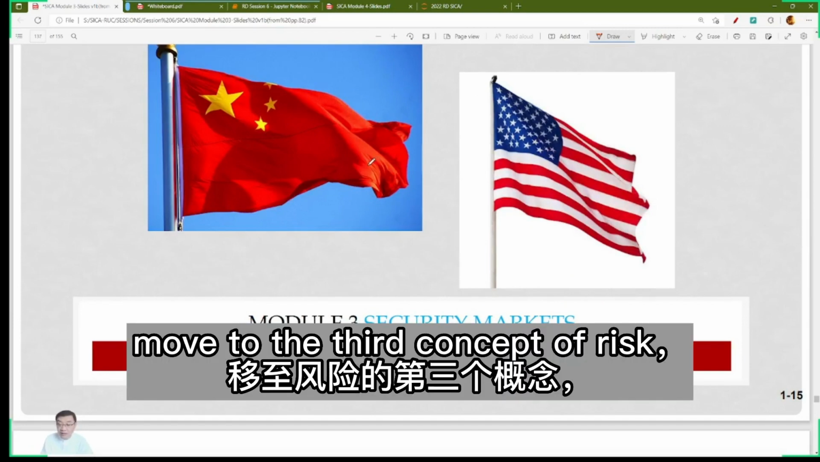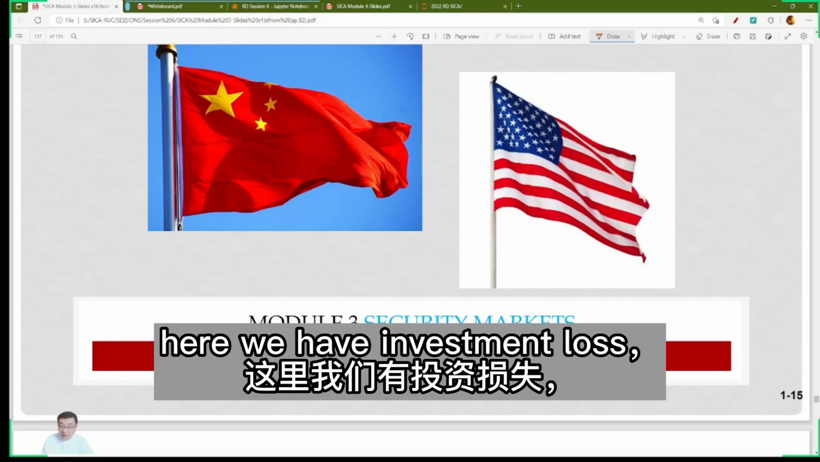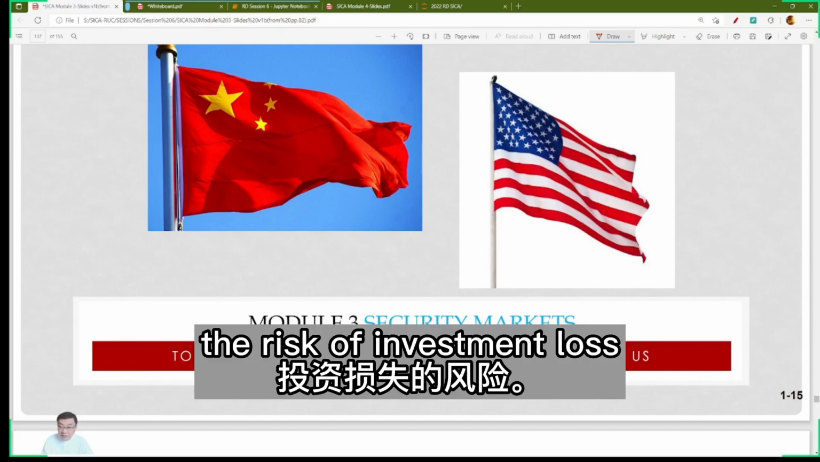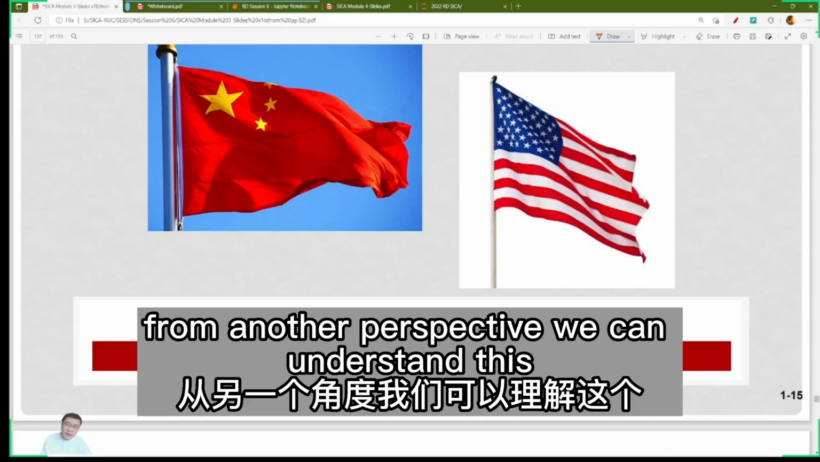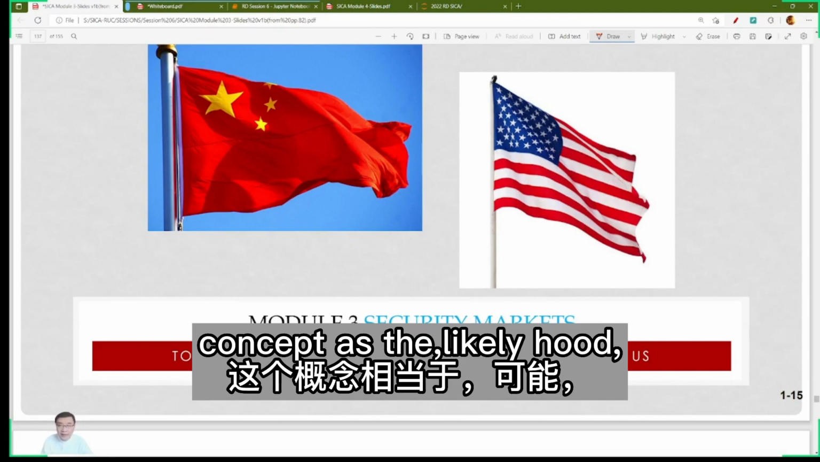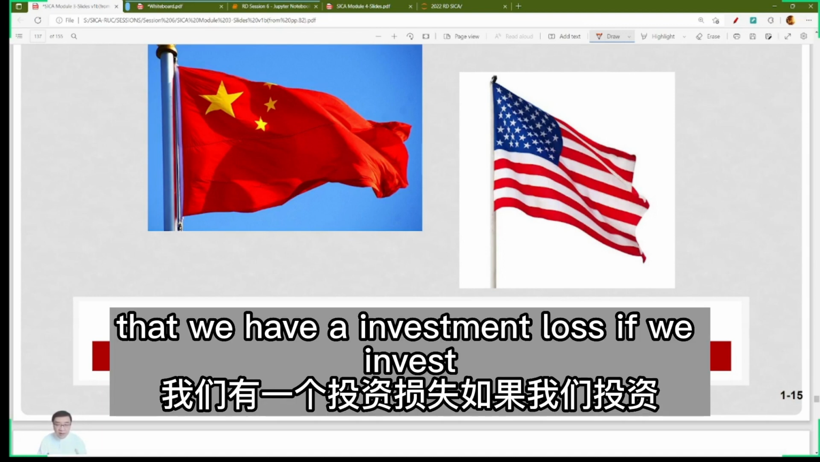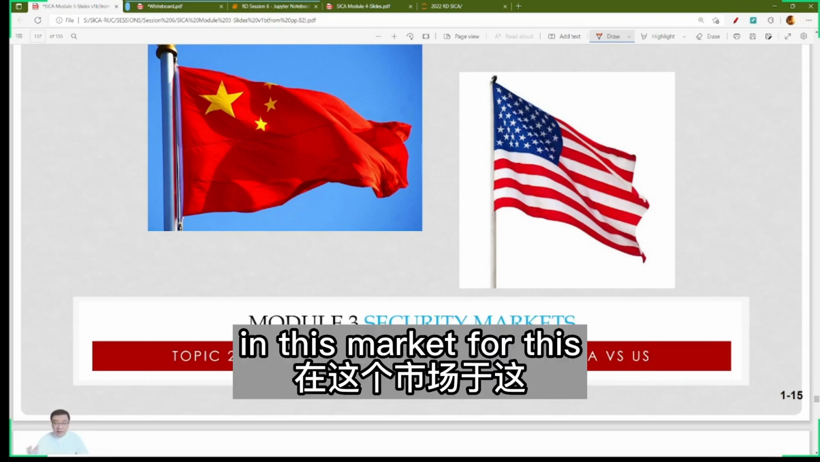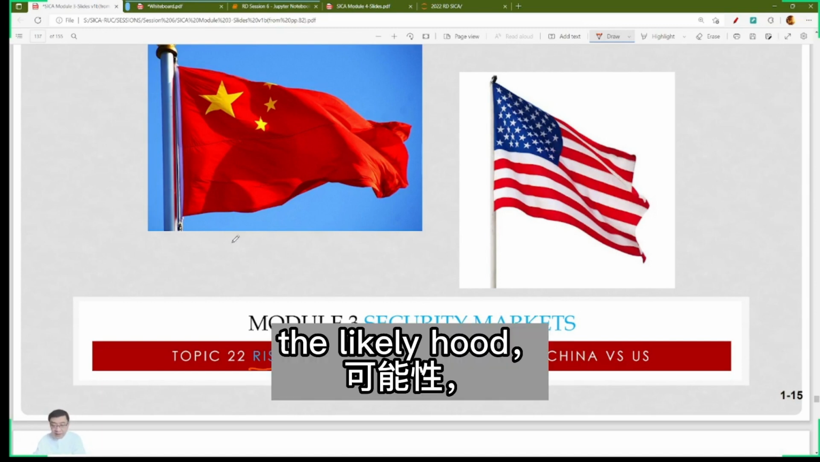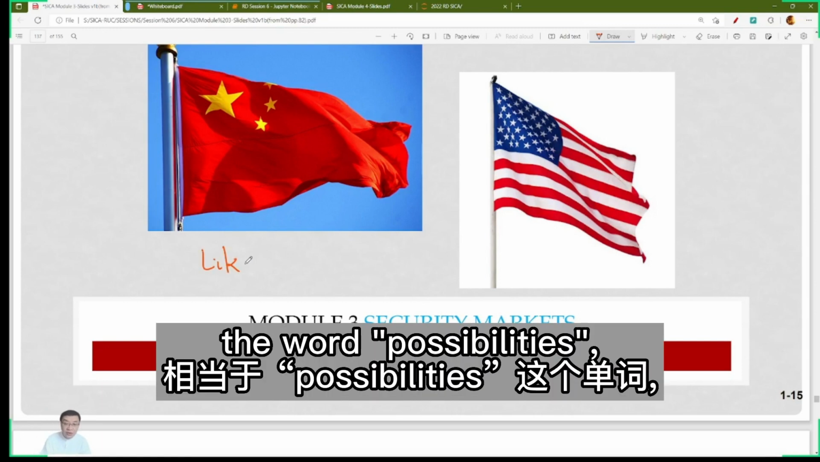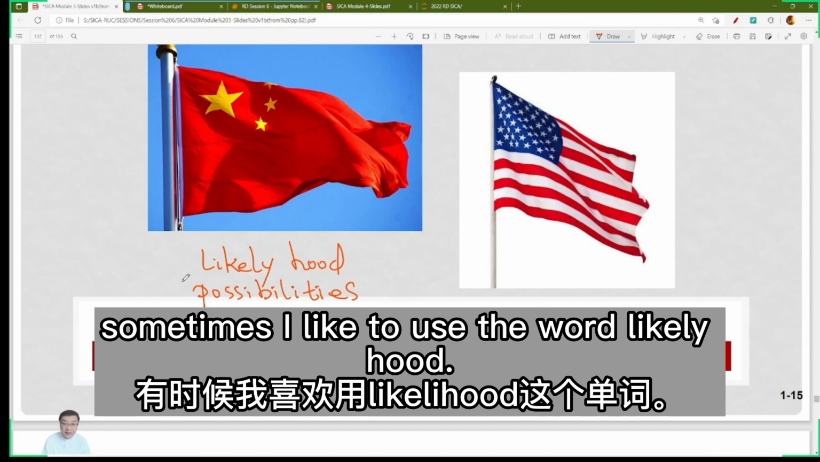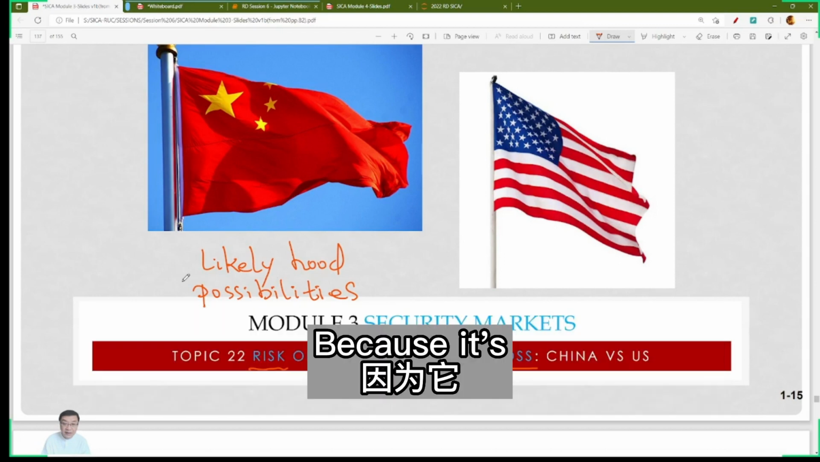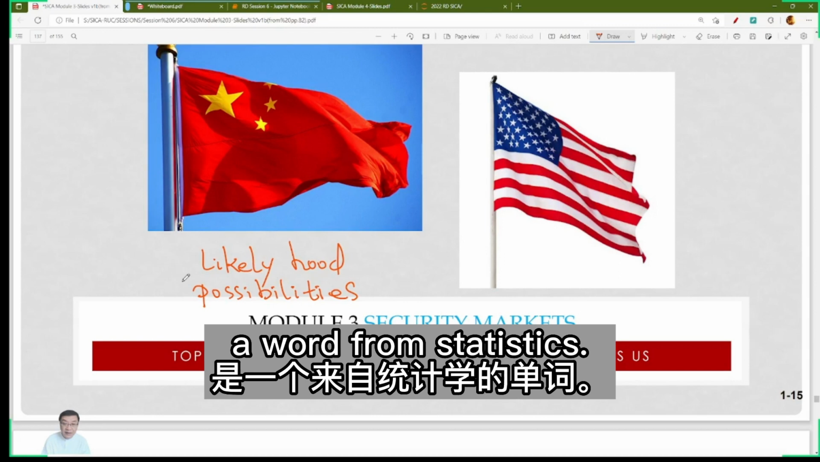Now, moving to the third concept of risk. Here we have investment loss, the risk of investment loss. From another perspective, we can understand this concept as the likelihood that we have an investment loss if we invest in this market for this period. The likelihood or the possibilities.